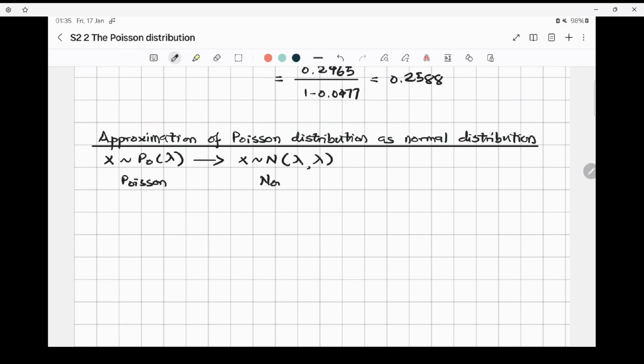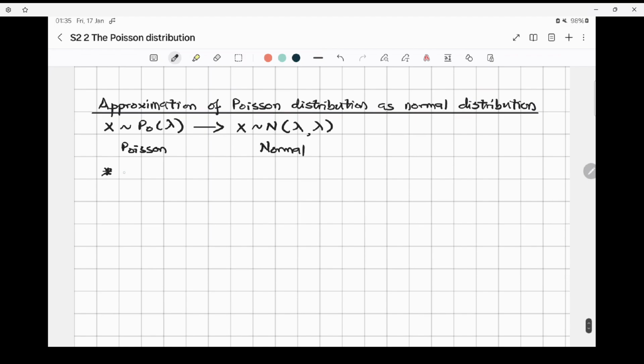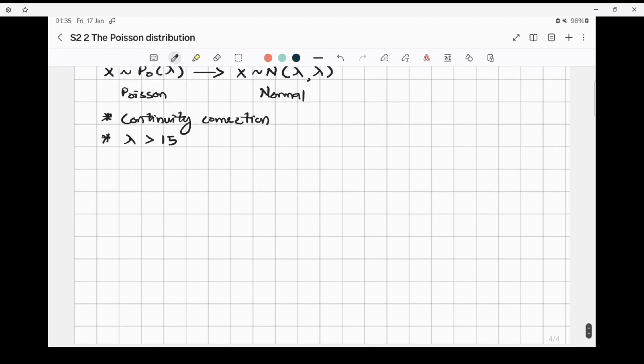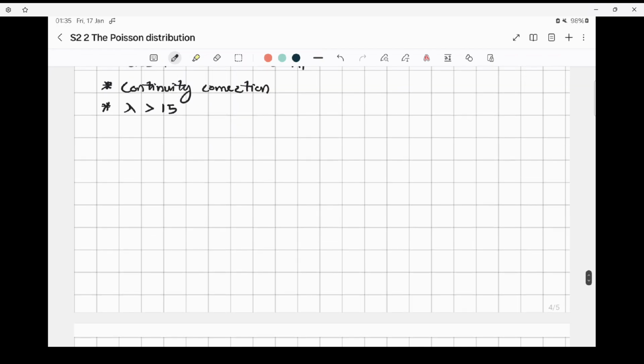So this is normal. One thing that you need to take note of is that you must perform the continuity correction. This is the first thing. The second thing is that in order for this approximation to be accurate, usually we take lambda to be greater than 15. So take note of these conditions. Now let's look at some examples.